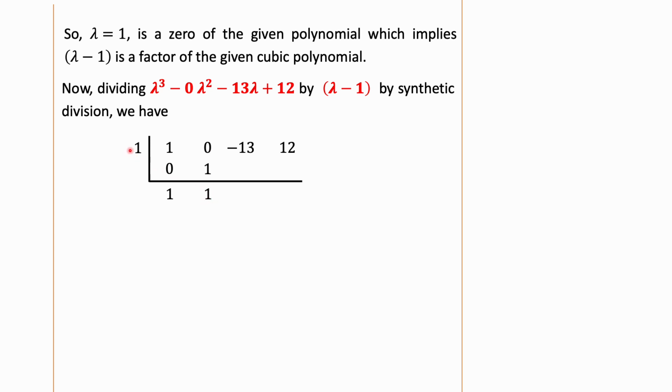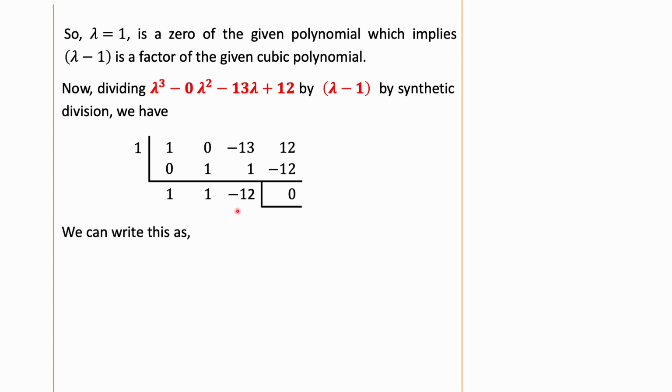Again multiply this 1 and 1 here. 1 into 1 is 1. Write it right below minus 13. So minus 13 plus 1. If I sum this minus 13 and 1, it is equal to minus 12. Again multiply 1 and minus 12. It is equal to minus 12, right below 12 here. So if you sum it, 12 minus 12 is equal to 0. So it's very clear that the last value is 0. Therefore, these 3 values are the coefficients of the quadratic equation.